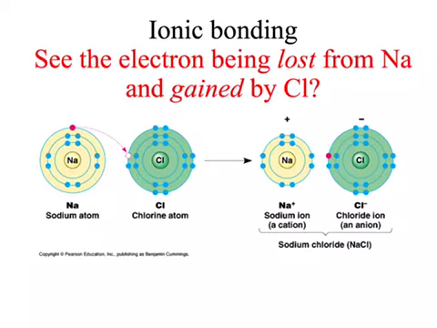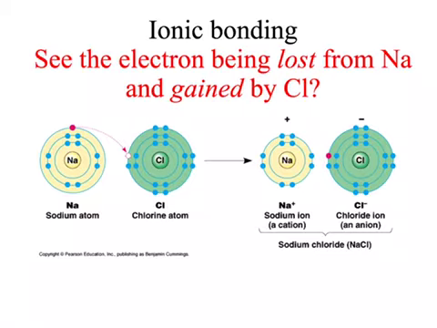Now, all bonds have to do with electrons. With ionic bonding, we're not sharing electrons. We're bonding because someone wants an electron and someone wants to get rid of one. So here we have an example of just regular old table salt, sodium chloride, NaCl.